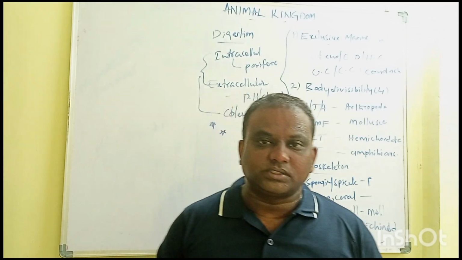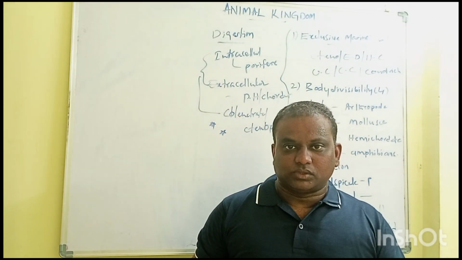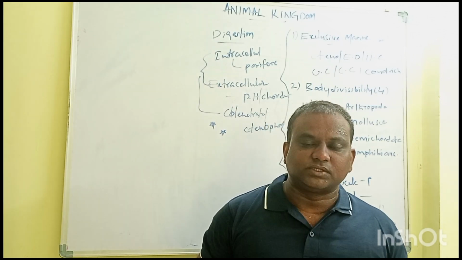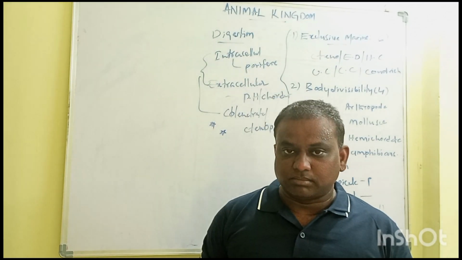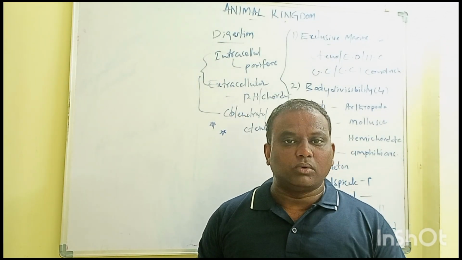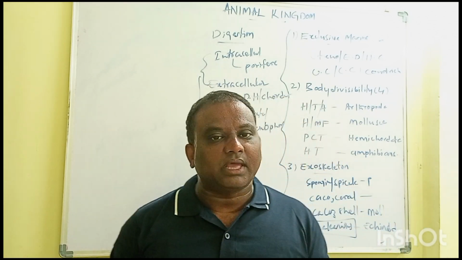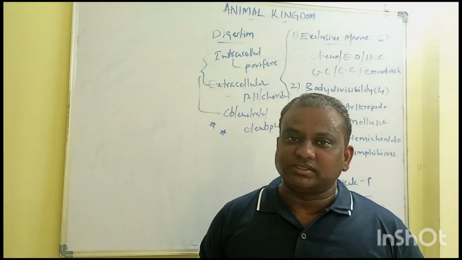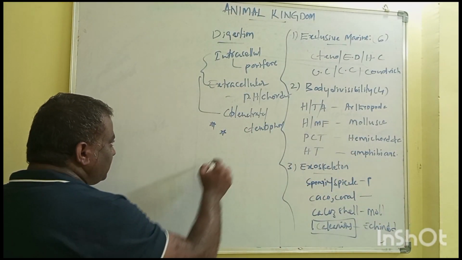Again, on the digestion process, there are two types of digestive systems in the entire animal kingdom: the incomplete digestive system and the complete digestive system. Incomplete digestive system means there is only one opening, which acts as both mouth and anus. In the complete digestive system there are two different openings, one for mouth and one for anus.